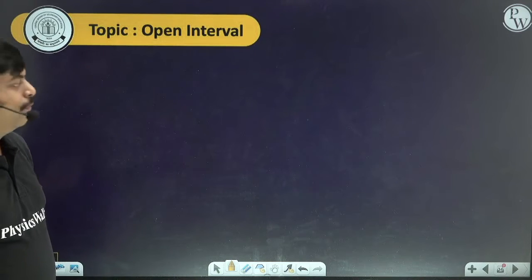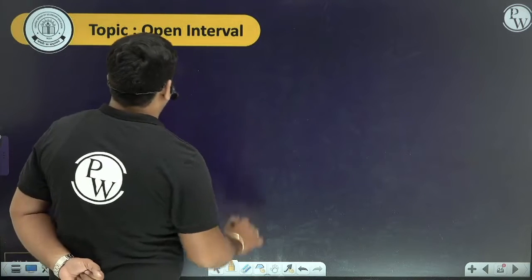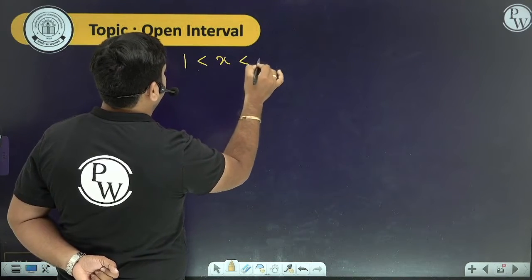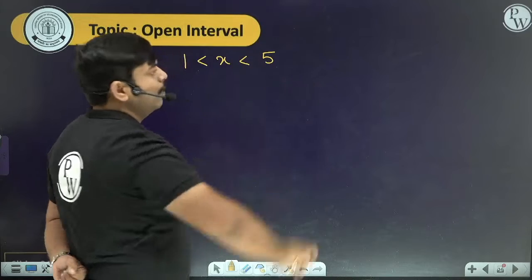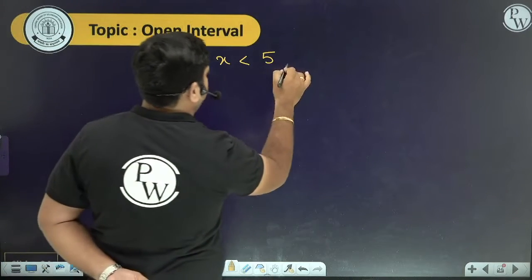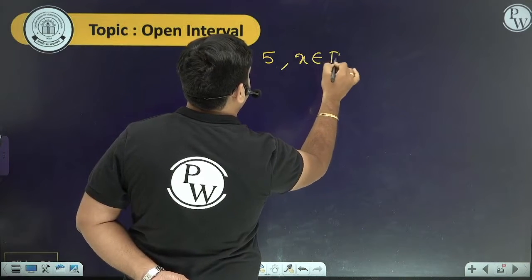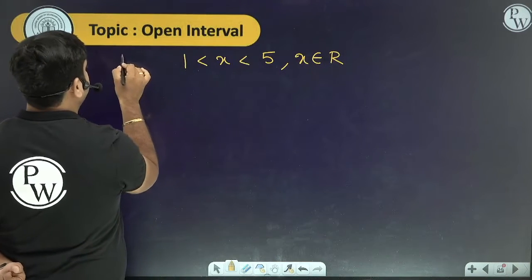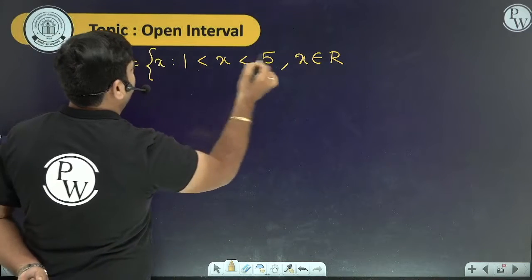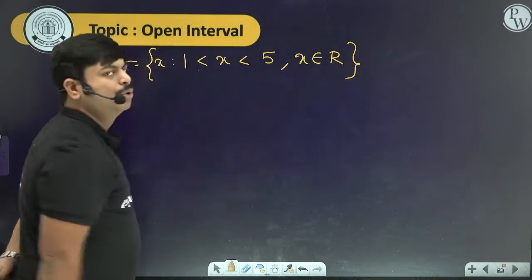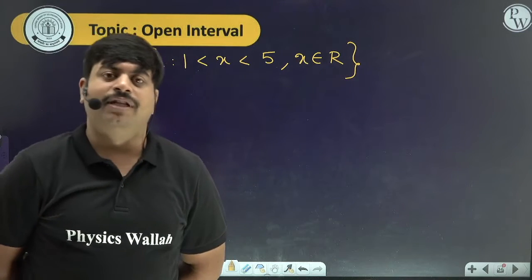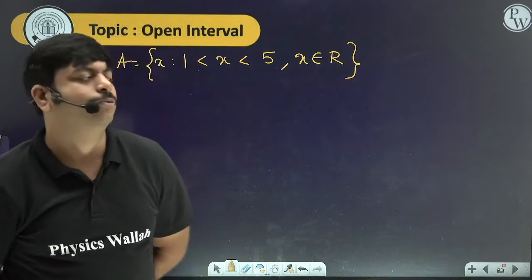What is an open interval? For example, people, I write an interval like this: 1 less than x less than 5. And I say x is a real number. People, R is for real numbers. What is a real number? Real number means everything: natural numbers, whole numbers, integers, rational, irrational, everything will come. So you shouldn't leave any value between them.